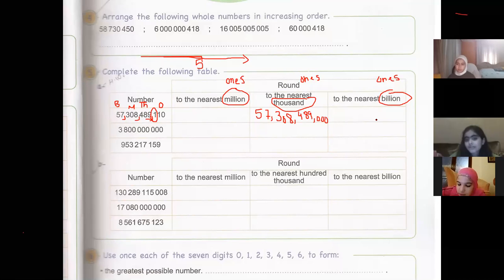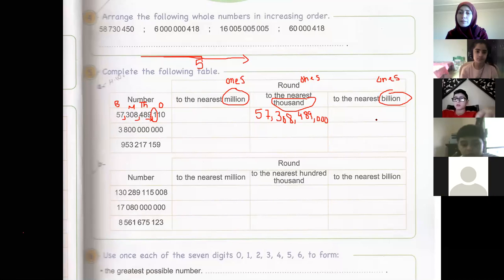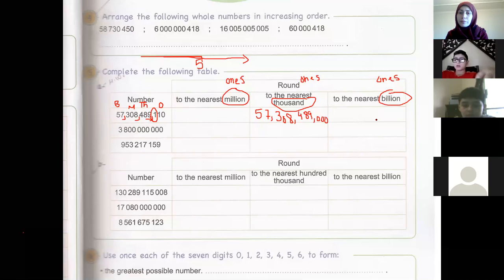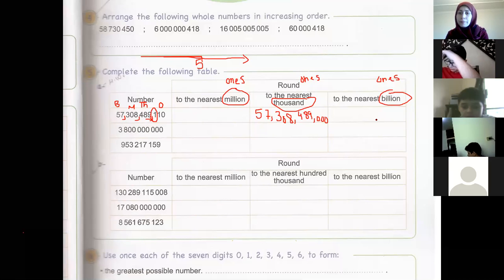But teacher? Yalla, teacher. Teacher? Mustafa. Teacher, last time we did it, we circled the nine and underlined number one. Yes. Teacher, I made it at home.